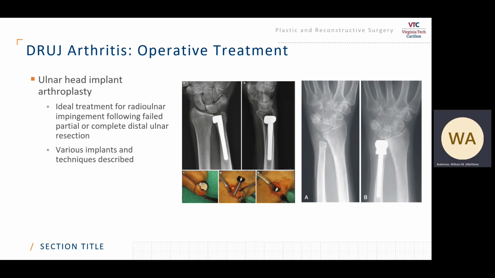Ulnar head implant arthroplasty is an ideal treatment for radial ulnar impingement following a failed partial or complete distal ulnar resection. There are various implants that have been described, and various techniques. Here are some radiographs and pictures displaying a few of them. You can see the obvious differences in the implants that are available.